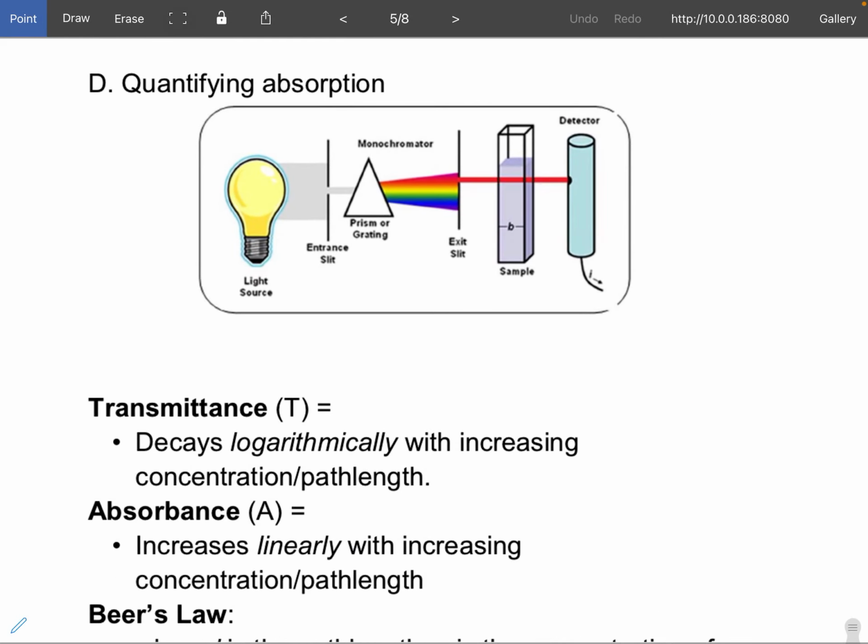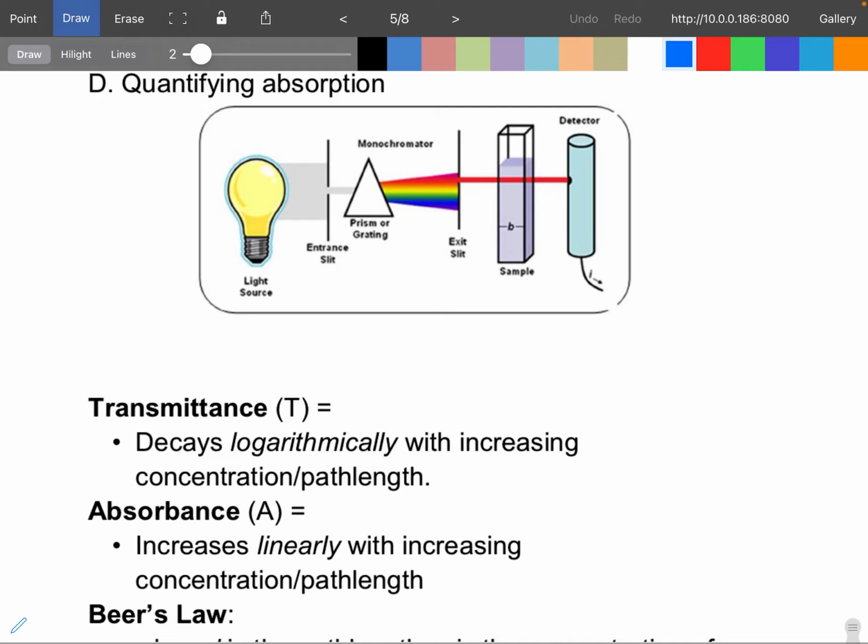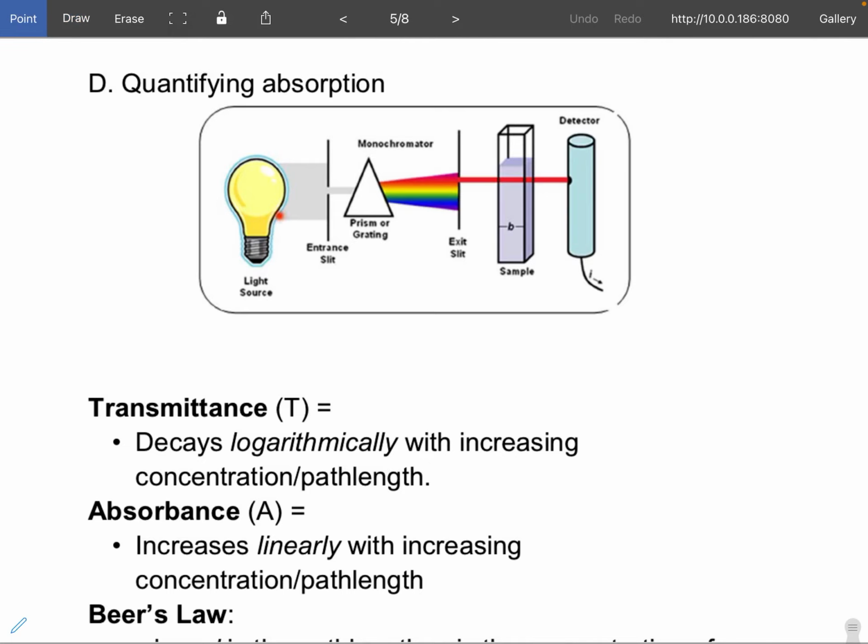So let's talk about quantifying this absorption. How do we do that? This is roughly the layout of a simple spectrophotometer. I will show a little more detail in a minute. We have a light source of some kind. It goes through a monochromator, which, as the name implies, means one color. It acts as a prism and separates out the spectrum, so we can get a single wavelength, plus or minus some error, of light shining through our sample.